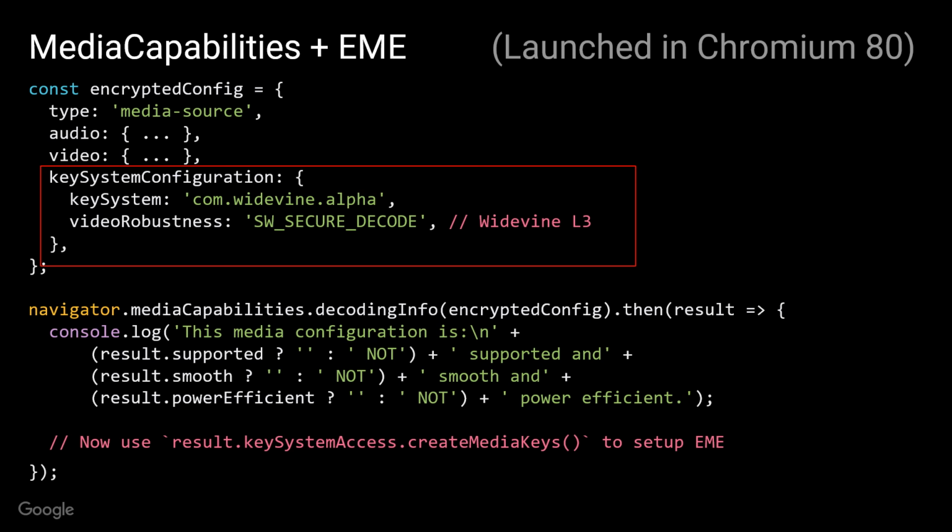The call returns a promise, which resolves to describe the requested capability. This includes whether it's supported at all, whether it's predicted to be smooth, and power efficient. For EME queries, it will also include a key system access object whenever the configuration is supported. The idea being that you can call media capabilities instead of request media key system access, and then use the return to info to set up your EME playback just as you do today.